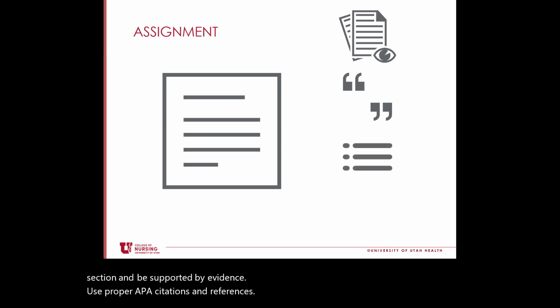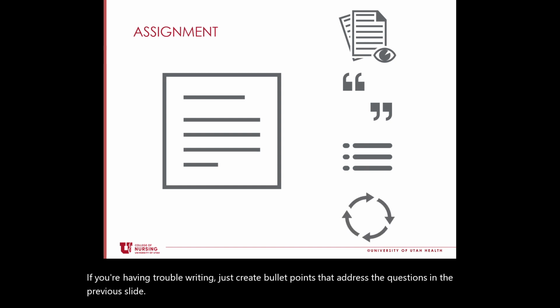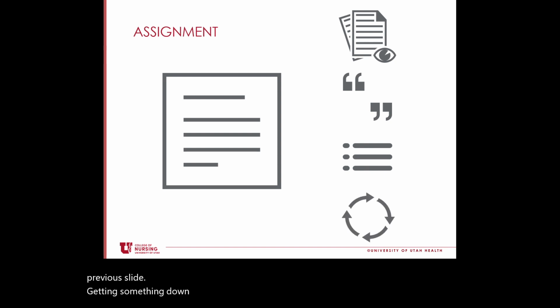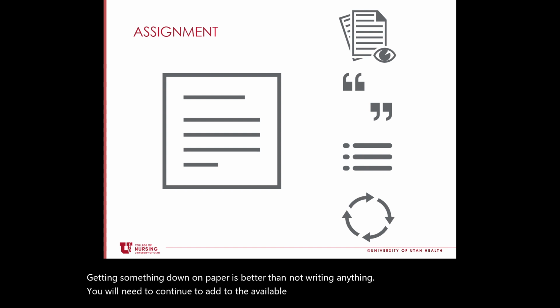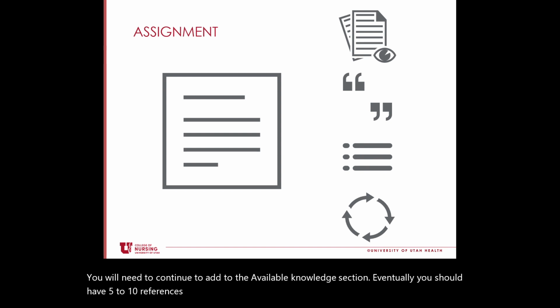If you're having trouble writing, just create bullet points that address the questions in the previous slide. Getting something down on paper is better than not writing anything. You will need to continue to add to the available knowledge section. Eventually, you should have 5 to 10 references in this section.